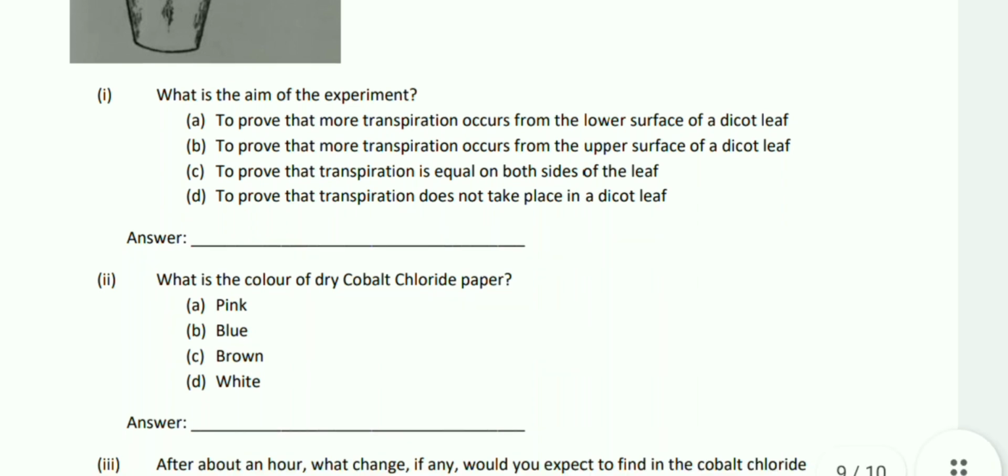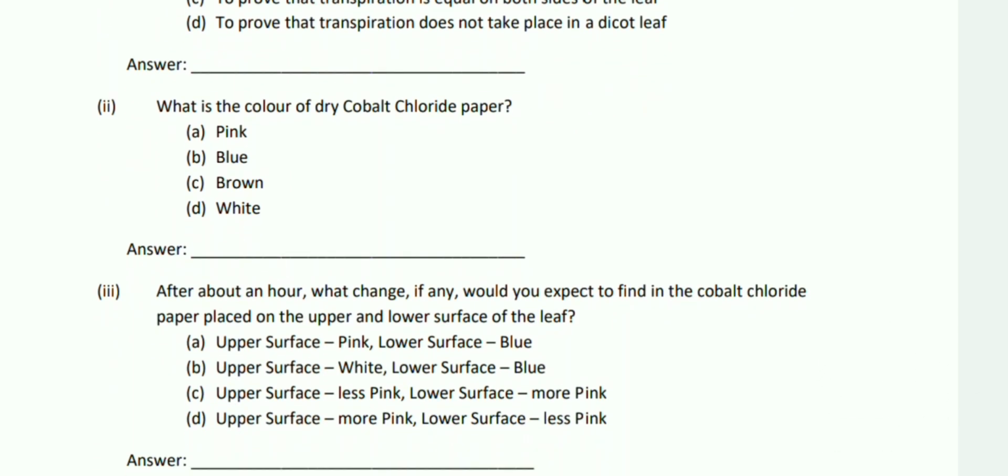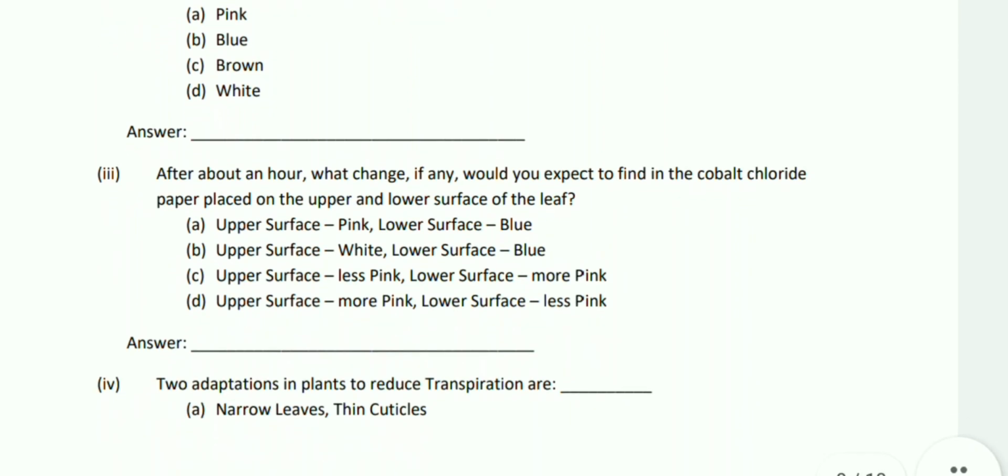What is the color of dry cobalt chloride paper? The dry cobalt chloride paper will be blue in color. Option B. Number 3. After about an hour, what change, if any, would you expect to find in the cobalt chloride paper placed on the upper and lower surface of the leaf? We will see that the upper surface is less pink, whereas the lower surface is more pink. Now, transpiration occurs more on the lower surface of the leaf, but that does not mean that no transpiration occurs from the upper surface of the leaf. So the answer is option C.